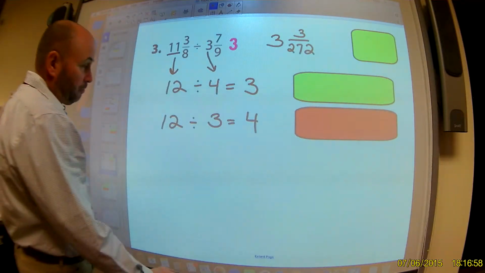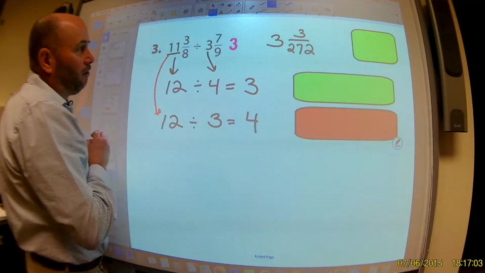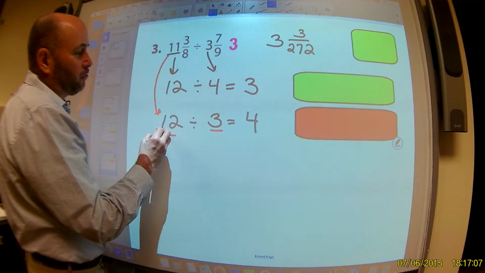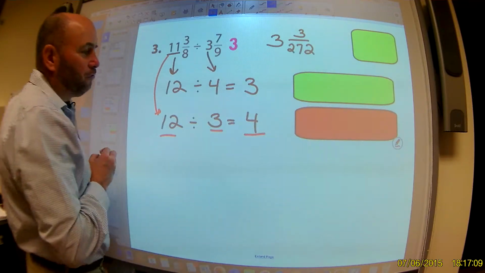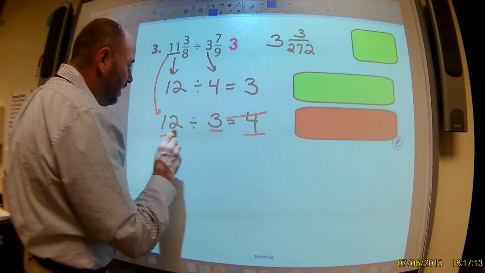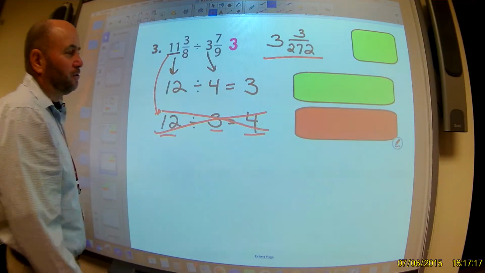Some people may have said, well, this is going to round to 12, and this is going to round to 3, but you can see that 12 divided by 3 is going to give you 4, and that probably is not your best estimate considering the actual answer there.